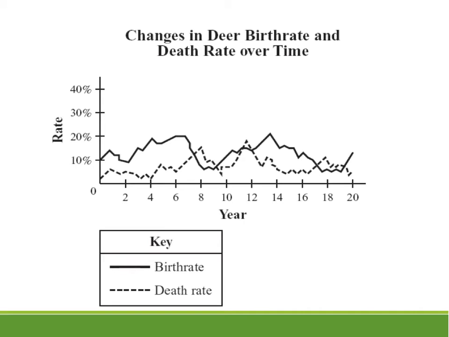You also see birth rates and death rates put in a line graph, as we have here. This becomes a little trickier to interpret. You have to kind of look at how these lines are moving in comparison to each other.